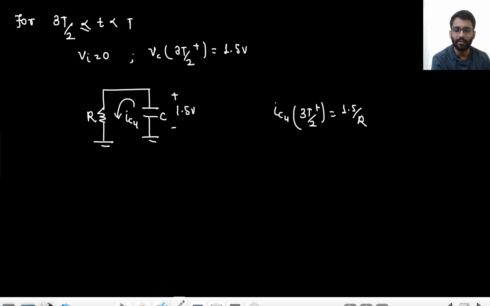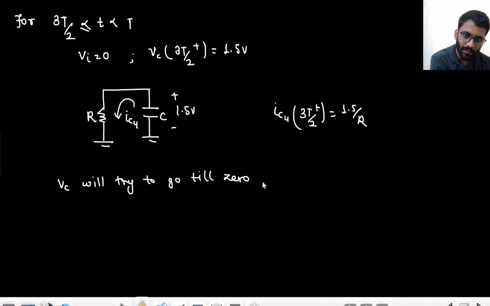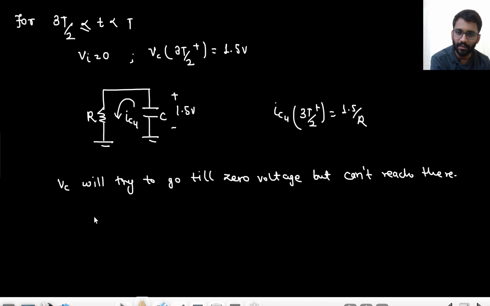Okay, Vc will try to go till 0 voltage but can't reach there, right? So let's just assume Vc at t equals to t only. So what should we assume? So till where should I let it discharge? Let's just assume it is discharged to 1.3 volt.